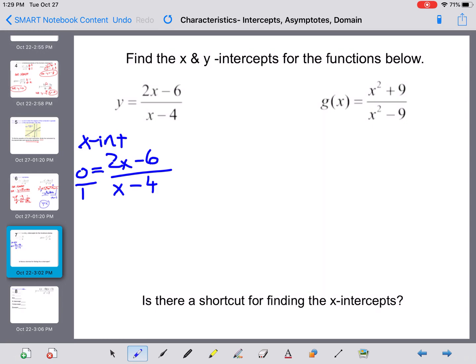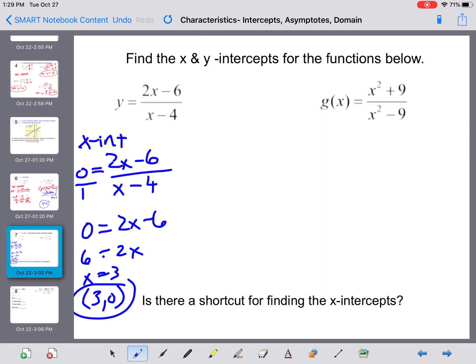This is like 0 over 1. We can solve this by saying 0 times x minus 4 is just going to be 0, which is equal to 2x minus 6. We would add that over to get 6 equals 2x, and so we would get x equals 3. Making sure that we write our intercepts as ordered pairs, we would get (3, 0). So make sure that you take that extra step to write it as an ordered pair.